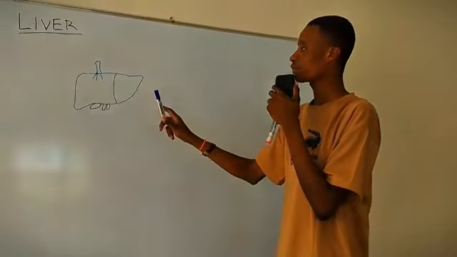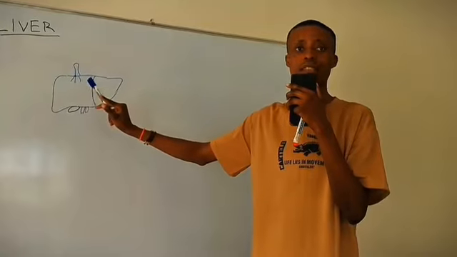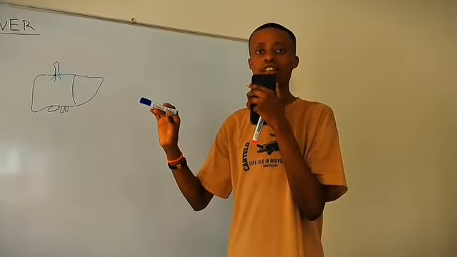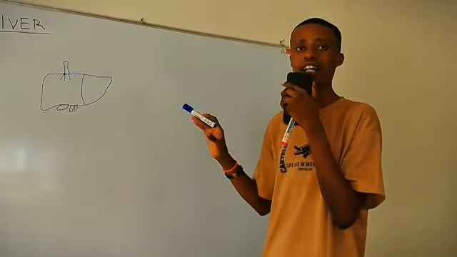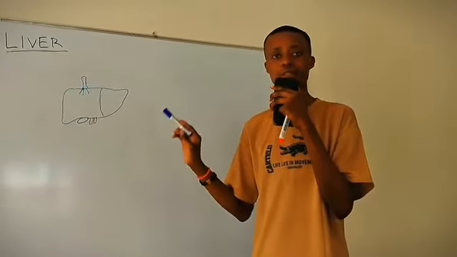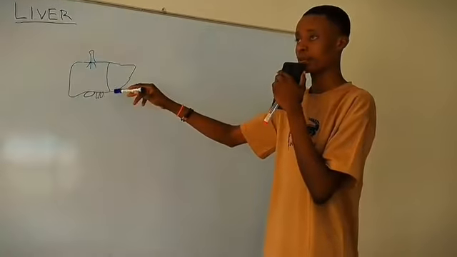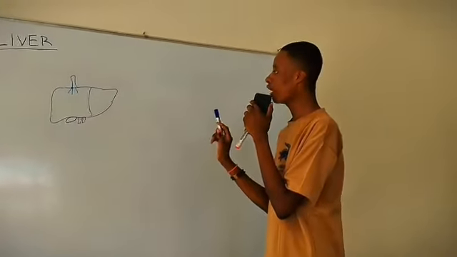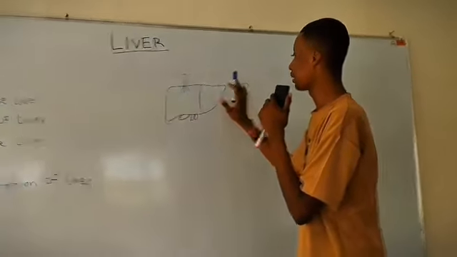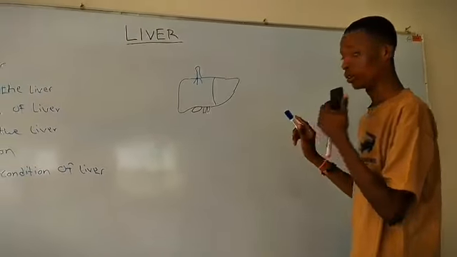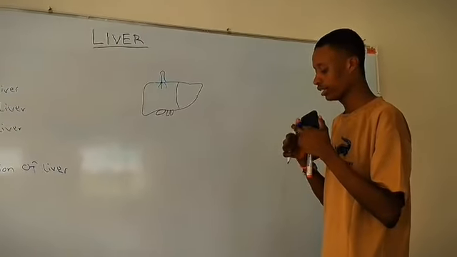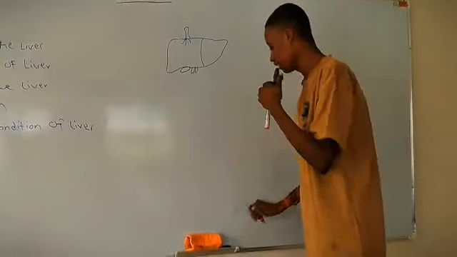So the liver is also the second largest organ in the body after the skin. The liver weighs about 1.5 kilograms. The liver is the largest gland in the body, and it is one of the organs responsible for digestion. So this liver you are looking at here, I want us to understand everything about this liver. First of all, let's start with the location of the liver in the body.